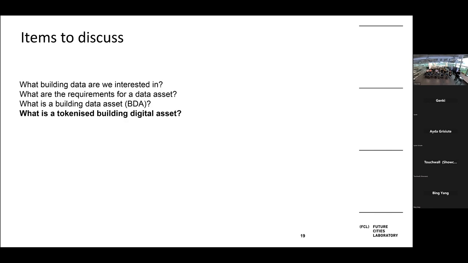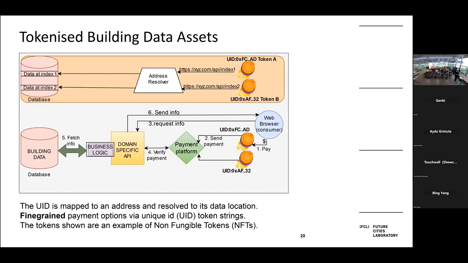So we have seen what a building data asset is now. The next question is, what is a tokenized building data asset and why do we need it? As we said, tokenization has two benefits. One is to coordinate the activities, and the second is to simplify things in the ecosystem.